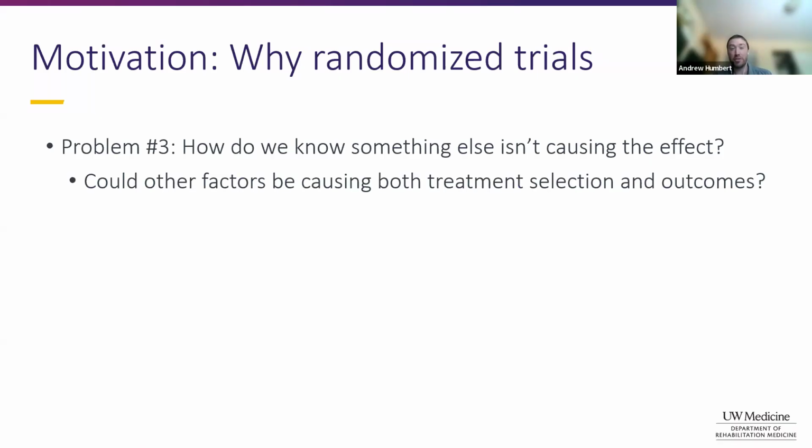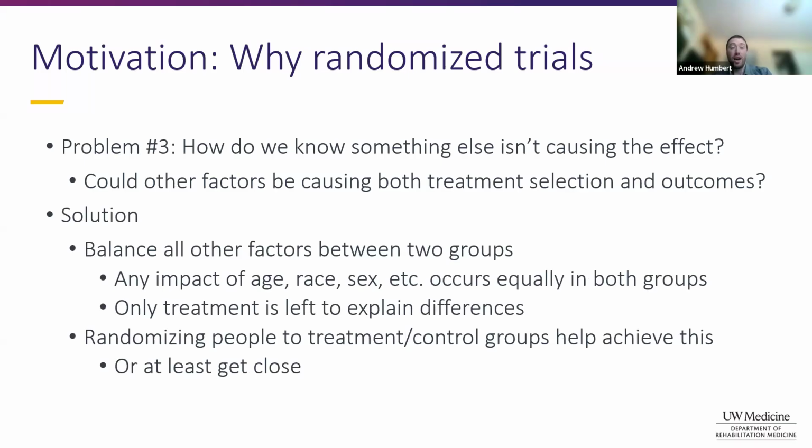So, could other factors be causing both treatment selection and outcomes? In this case, in that visualization, could it be age? So the solution at a very big picture level is just to make sure we balance all other factors between two groups, right? If we make sure that the groups are balanced on age, sex, race, burn severity, anything like that, the impact of these factors will occur equally in both groups.